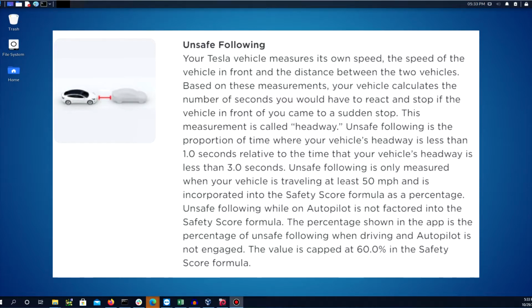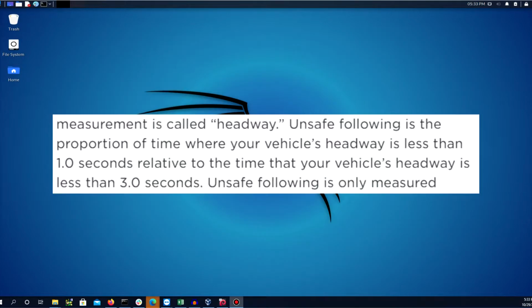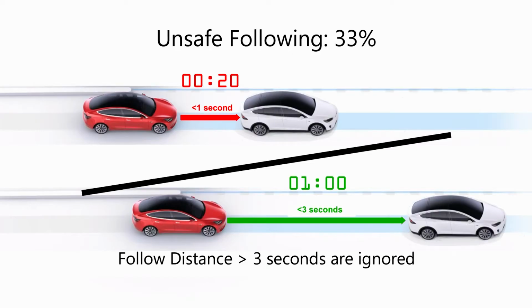Tesla says unsafe following is only measured when driving 50 miles an hour or greater. I've confirmed speeds below 50 miles are exempt from grading. And here's how Tesla describes unsafe following. Unsafe following is the proportion of time where your vehicle's headway is less than 1 second relative to the time that your vehicle's headway is less than 3 seconds. This basically describes the grade as being calculated as the percent of time where follow distance time is less than 1 second in relationship to the time where it is less than 3 seconds behind the car in front of you.